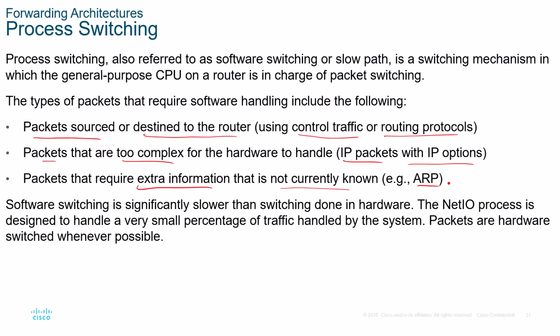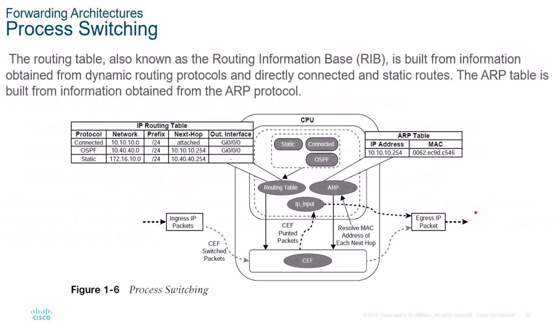So software switching is significantly slower than switching done by the hardware. The net input-output process is designed to handle a very small percentage of traffic. So packets are hardware switched whenever possible. So oftentimes people go, well, how much of this is necessary? Understanding the actual inner workings of the devices is actually really critical. So let's look at process switching on the processor.